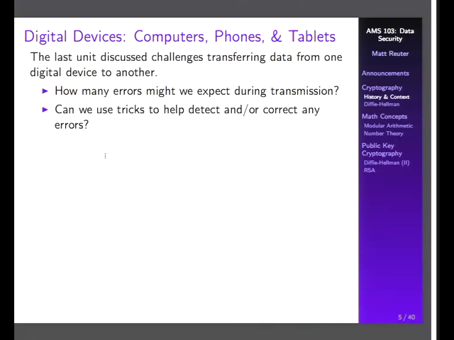And so the quick summary of last time is we asked questions like, how many errors might we expect during transmission when we're sending some number of bits between two devices? And are there any tricks we can use to help detect and or correct any errors? And hopefully you know now the answer to the bottom question is yes.